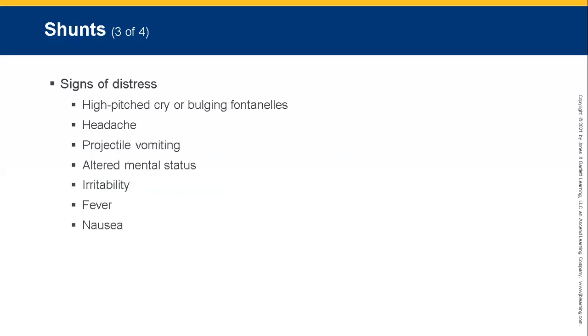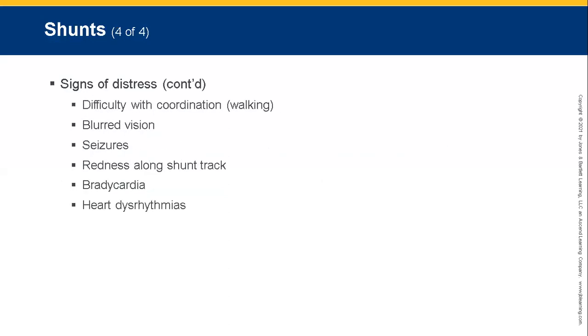Signs of distress that you need to look for: high-pitched cry or bulging fontanelles that suggest hydrocephalus, headache, projectile vomiting, altered mental status, irritability, fever, nausea. Difficulty with coordination when walking, blurred vision, seizures, redness along the shunt track, bradycardia, heart dysrhythmias.